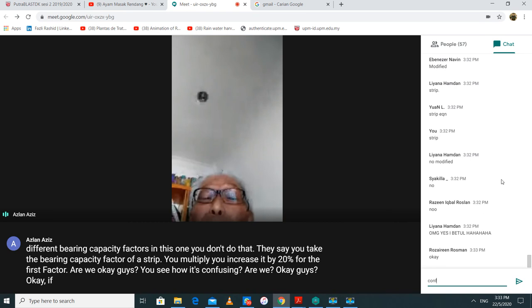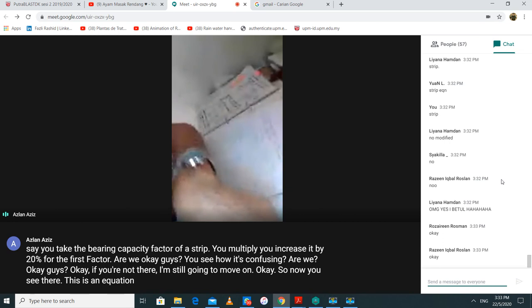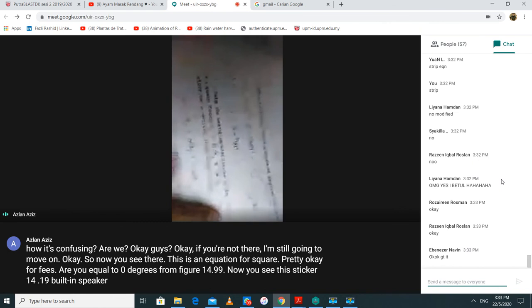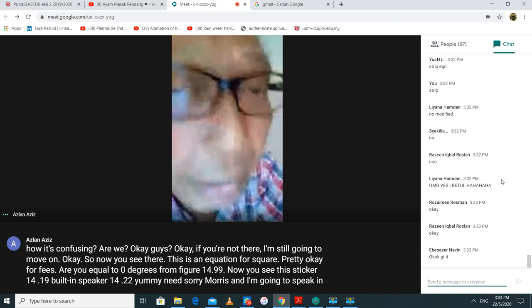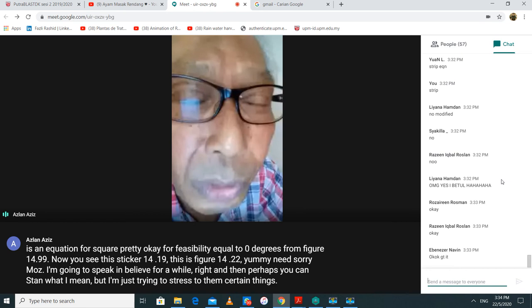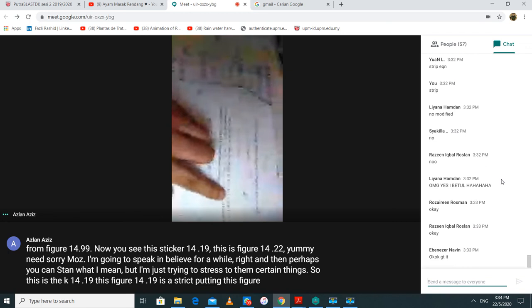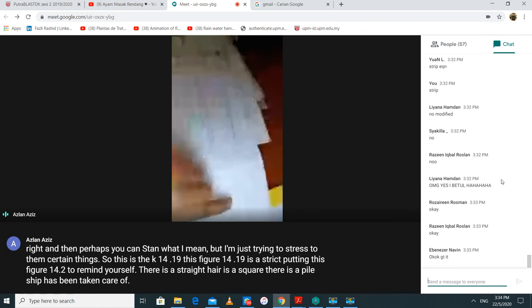Okay, so now you see there, this is an equation for a square footing. Okay, for phi u equal to 0 degrees from figure 14.19. Now you see, this is figure 14.19. This is figure 14.22. Sorry, Moaz, I'm going to speak in Malay for a while, and then perhaps you can ask them what I mean, but I'm just trying to stress certain things to them. So this figure 14.19 is a strip footing. This figure 14.22, remind yourself that there is a straight, there is a square, there is a circle. Shape has been taken care of. All right, that's why here, Nc and Nq and N gamma is for a straight footing.